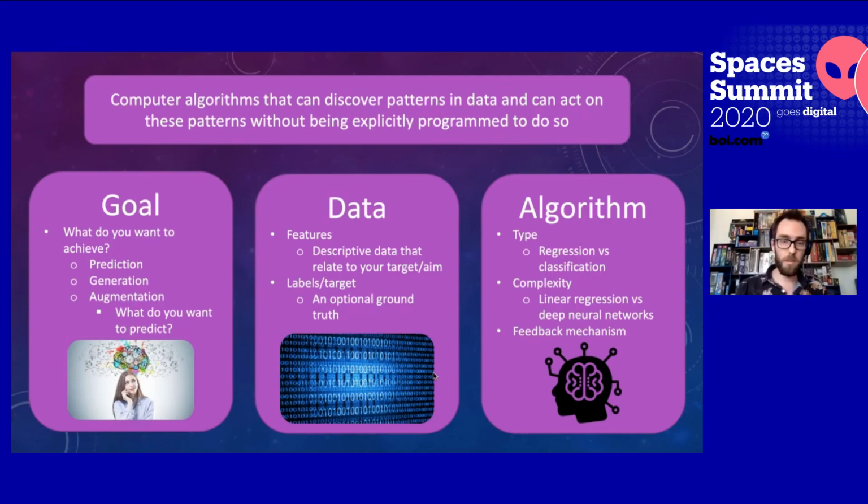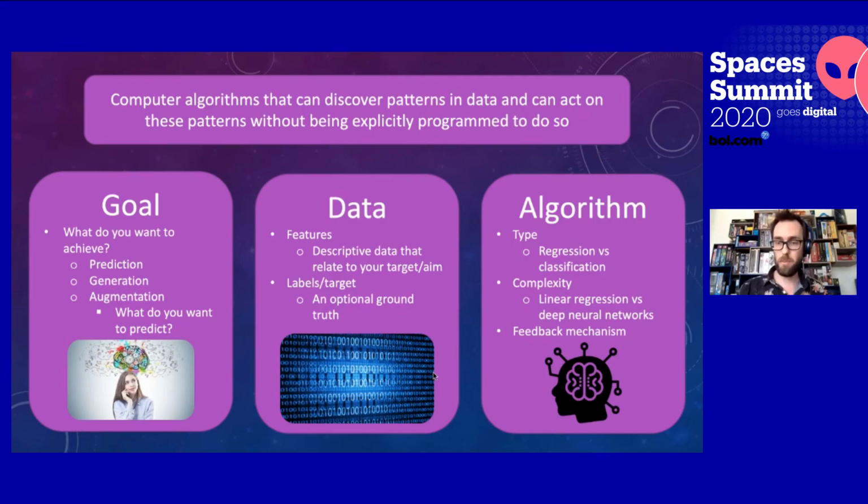The other thing that you need in terms of data is often some kind of label or target. You need to make the algorithm see a correlation between the input data and the thing it needs to predict. So you need an optional ground truth to be able to make that connection. Finally, the algorithm. There's dozens and dozens of algorithms out there.